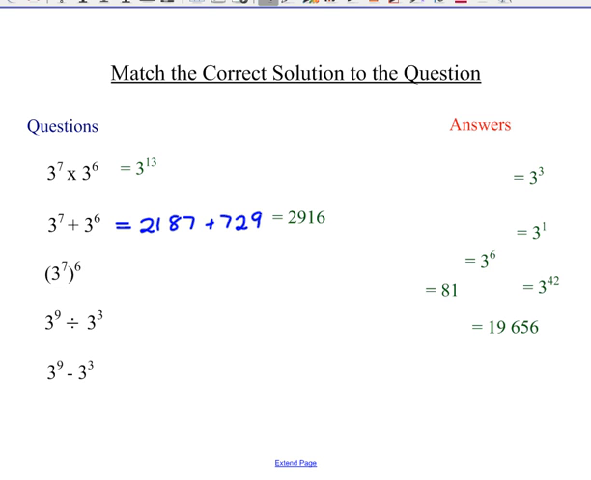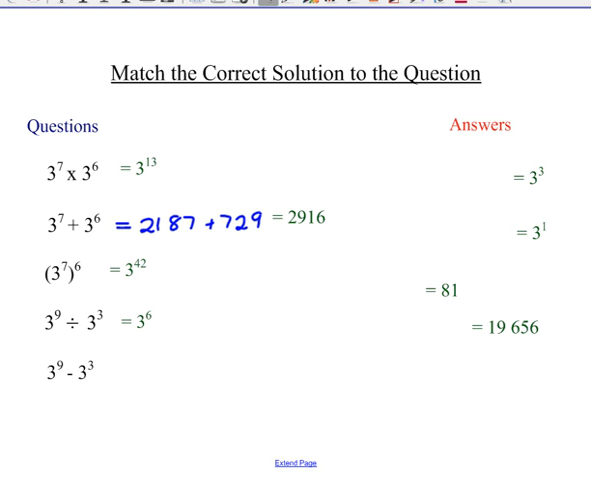The next one is an example of the power to a power rule. With the power to a power rule, you multiply the exponents. So 7 times 6 is 42, so that will be 3 to the exponent of 42. This next one is an example of the division rule. The bases are the same. When the bases are the same and we're dividing, you subtract the exponents. So 9 minus 3 is 6. Be really careful because a common mistake would be to get it mixed up and think dividing, I'm going to divide the exponents. So just be really careful with that.